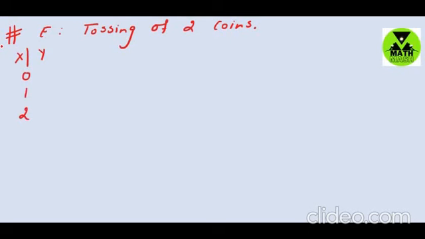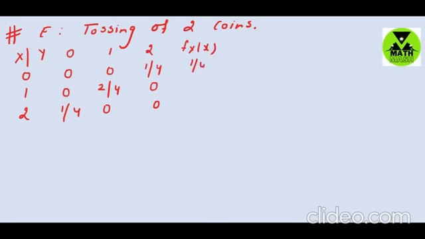It is taking values 0, 1, 2, and their corresponding probabilities are 0, 0, 1 by 4. This is 0, 2 by 4, 0. This is 1 by 4, 0, 0. So this is the joint probability mass function. And from here, what is fx of x? This is 1 by 4, 2 by 4, 1 by 4.